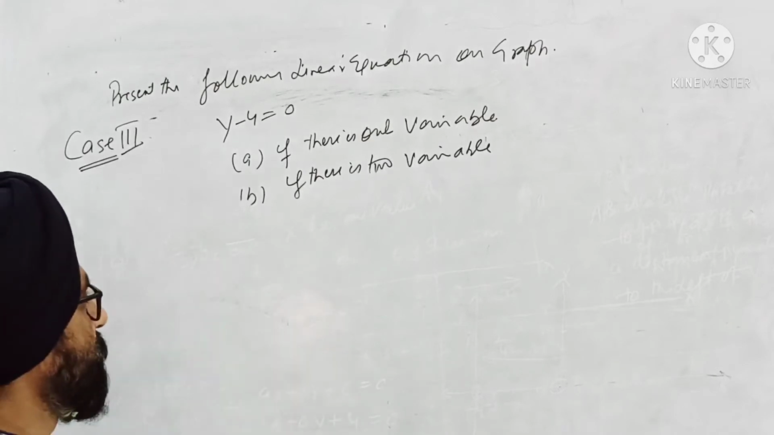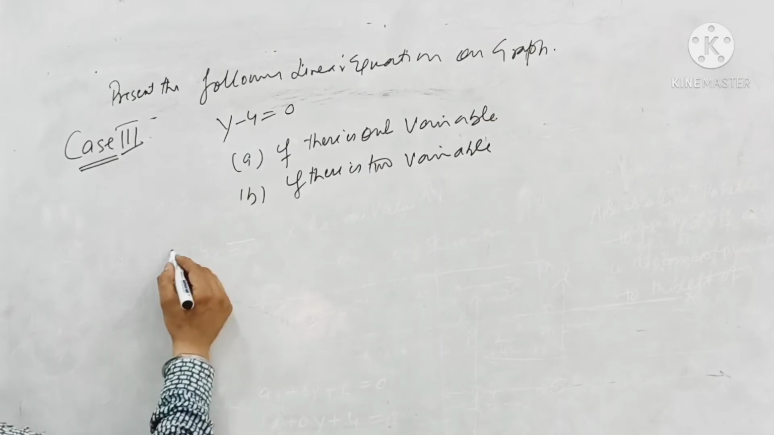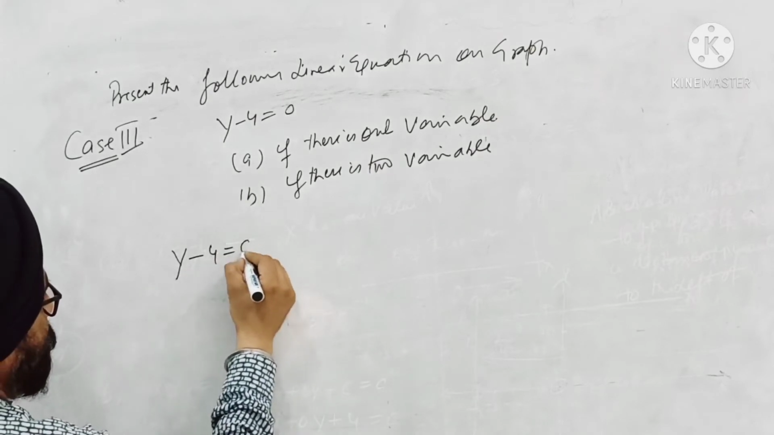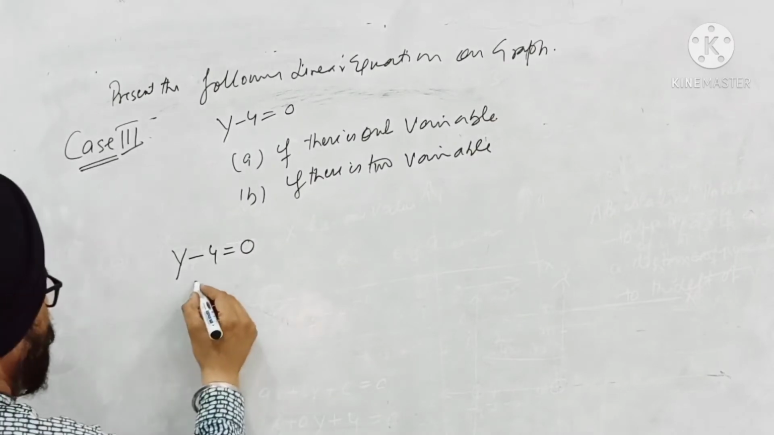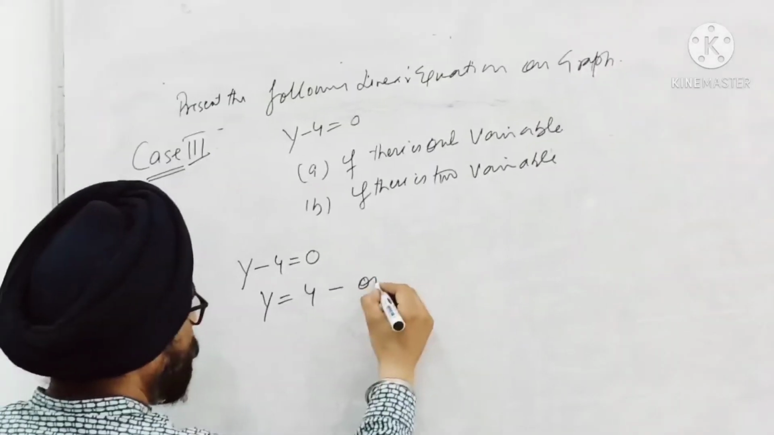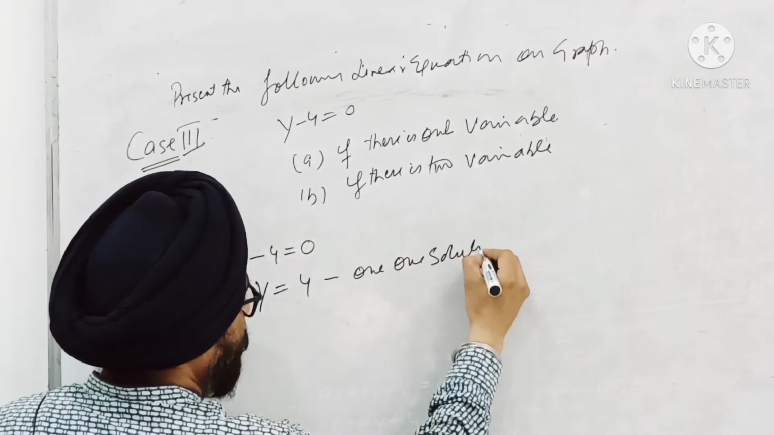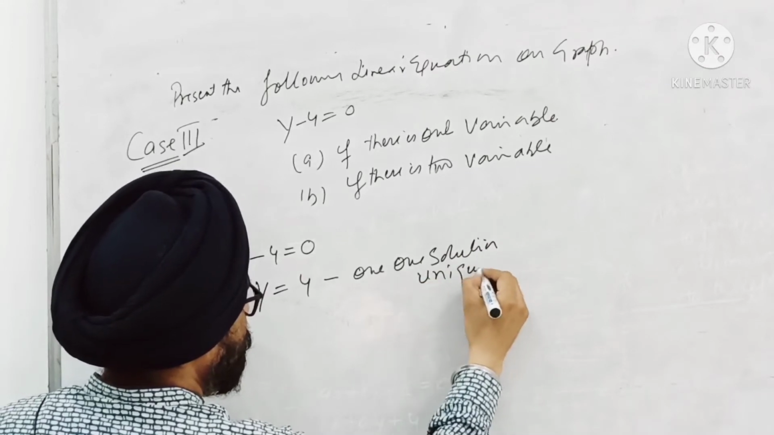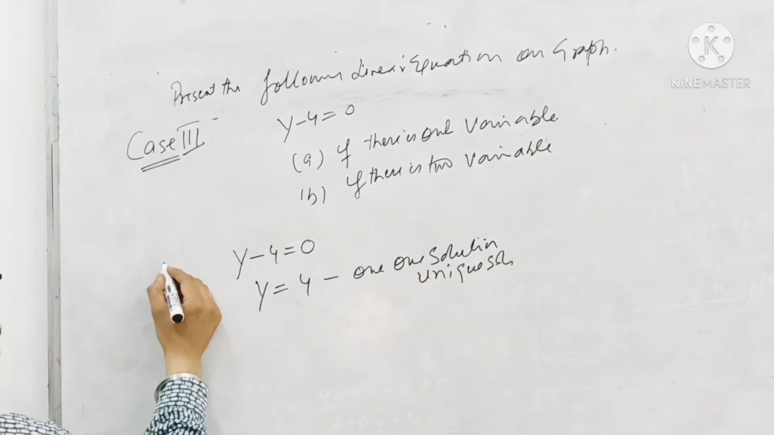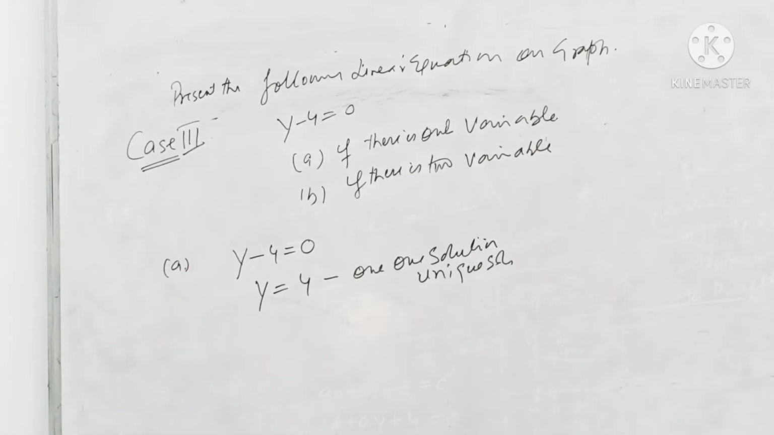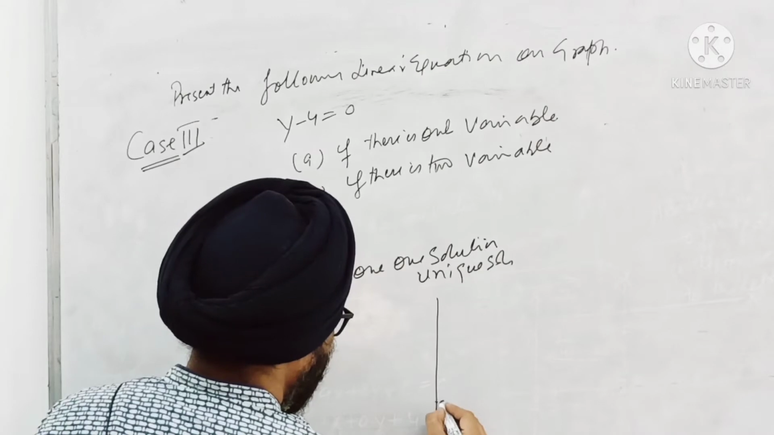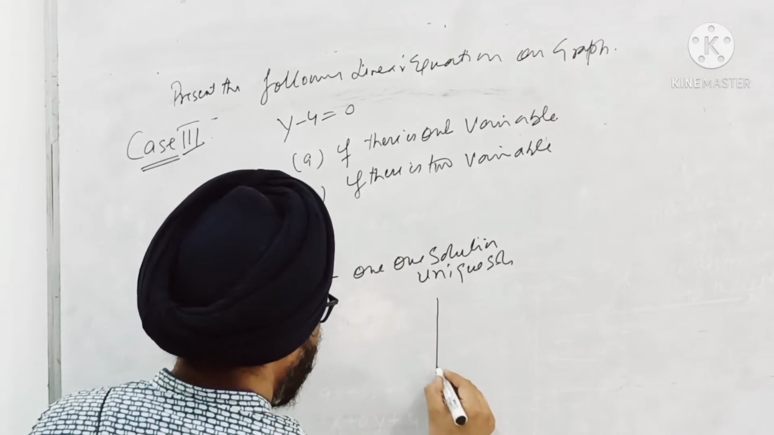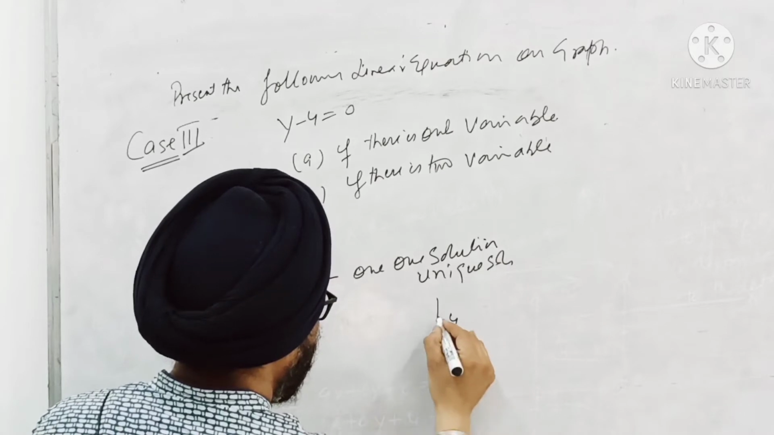If there is only one variable, if the above equation has only one variable, it means there is only one solution. It means the value of y is equal to 4. Only one solution, and you can say there is a unique solution. y is equal to 4. How to present y is equal to 4 on the number line? We know that this is the 0 point, 1, 2, 3 and 4. This is y.